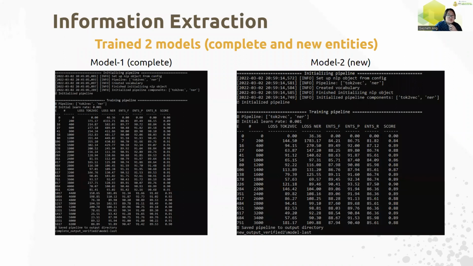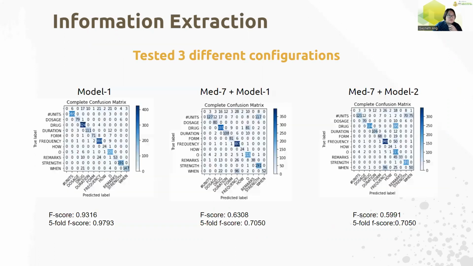Two spaCy models were trained for this study, one with all the entities and another containing only the 4 new entities, namely number of units, when, how, and remarks. These are entities that are not part of the Med7 model.